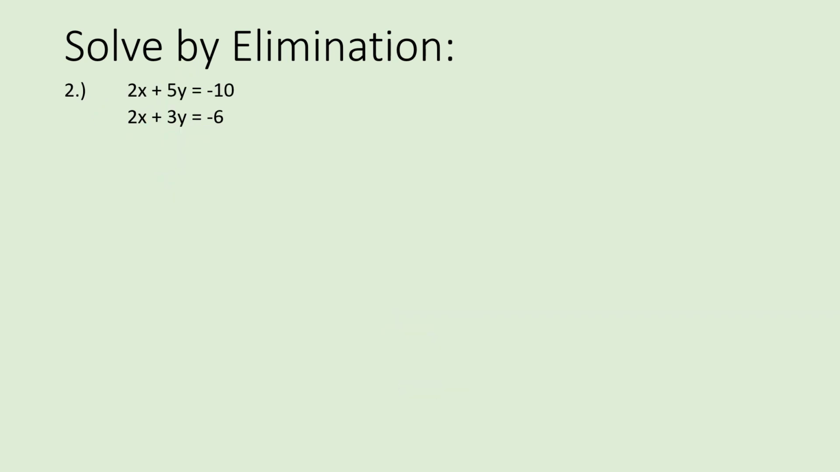In number 1, we had opposite variables. One was a positive y, one was a negative y. In this case, we have two variables that are the same, but they have the same sign. They're both positive. So if we were to add these together, instead of canceling, we would get 4x plus 8y equals negative 16. That doesn't help us.